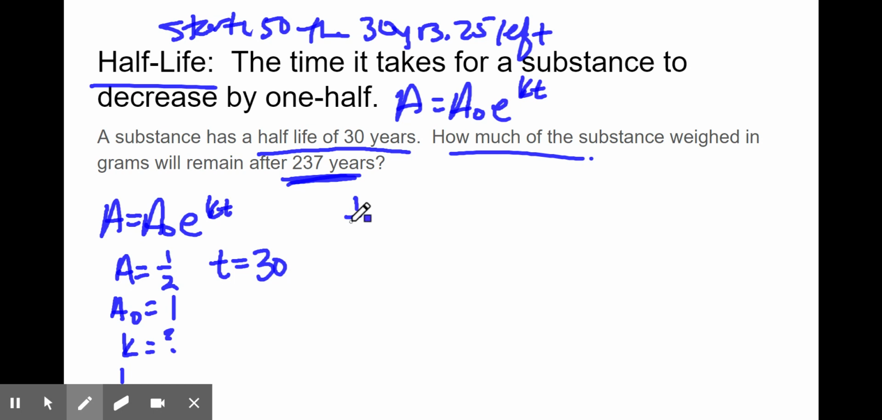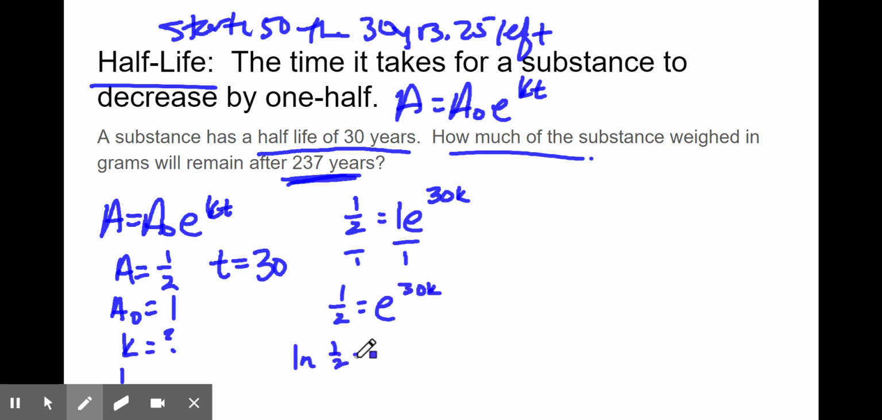All right, so let's plug them in. We got 1/2 equals 1 to the 30 K power. We divide by 1. We really don't need the 1 at all. We get 1/2 equals e to the 30 K. Take the natural log on both sides to get the power down. You get K is ln 1/2 over 30, which is approximately negative 0.02310. So this is our value of K approximately.